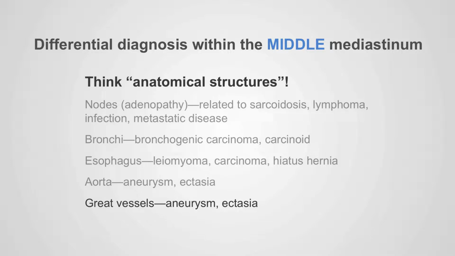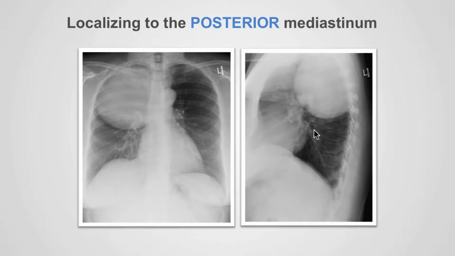Also consider the great vessels, aneurysms of the great vessels, or ectasia of the great vessels. Here is a large mass that occupies a significant portion of the right hemithorax. We cannot identify the medial border clearly on the PA, and we cannot identify the posterior border clearly on the lateral X-ray. This is a mass that is localized to the posterior mediastinum.